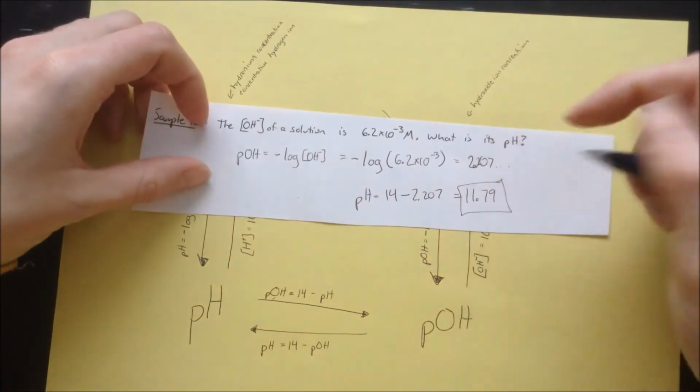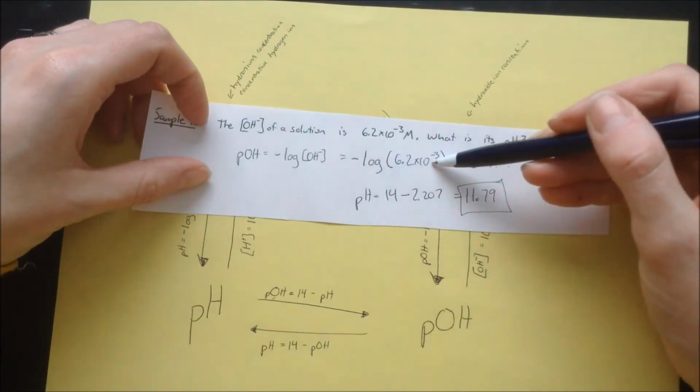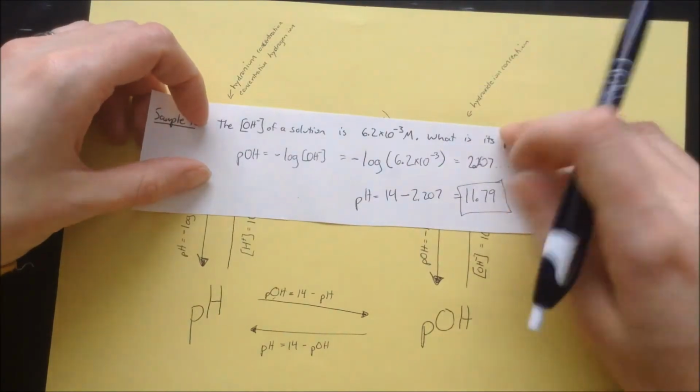So again, it's just an extra little step. This is a pretty easy calculation. You just have to do two of them there.